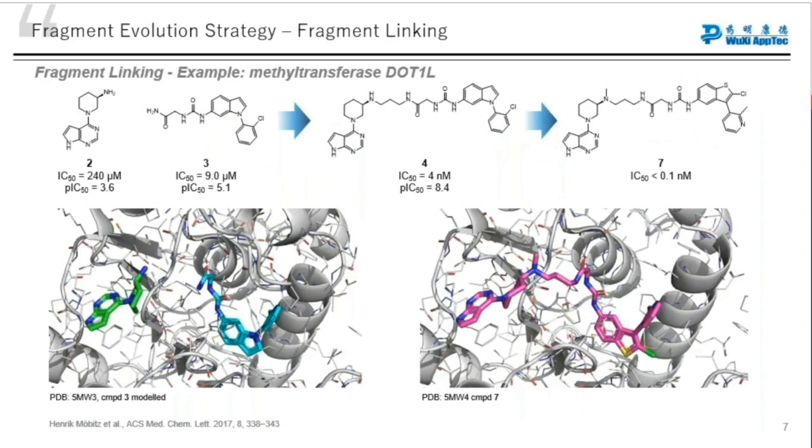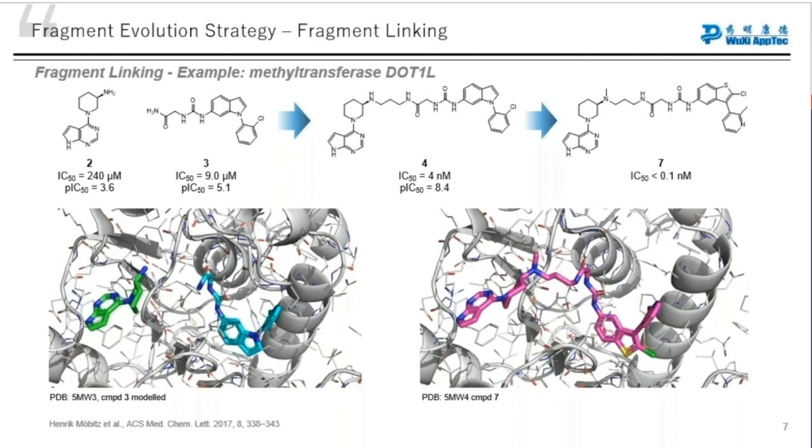Once we have compounds or fragments that have been crystallized, we go into the process of fragment evolution and fragment optimization. There are multiple ways to do this. Technically, from medicinal chemistry, there are 3 ways to do this. There is what we call fragment linking, there is fragment merging, and there is fragment growing.